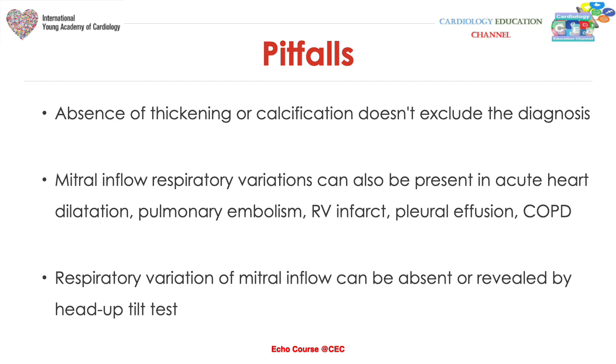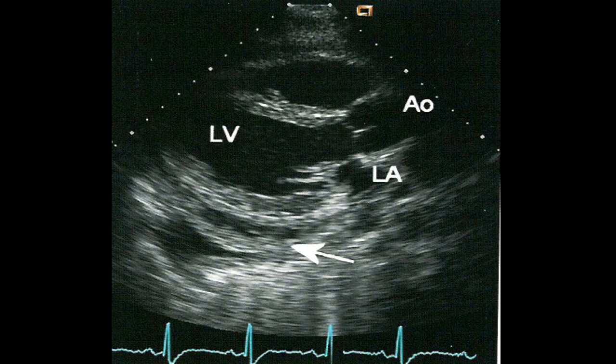So you should be aware of the clinical situation of the patient and put all your data in the context of the clinical presentation of the patient. The respiratory variation of the mitral inflow can be absent or revealed by the head up tilt test. And this is an example of how a thickened pericardium could be seen, but actually echocardiography, especially transthoracic, is very insensitive for the detection of pericardial thickening.